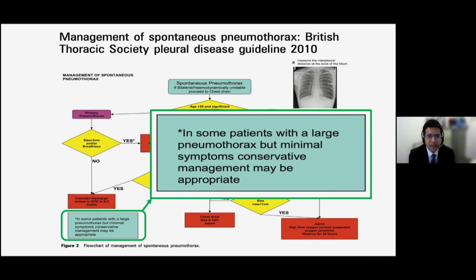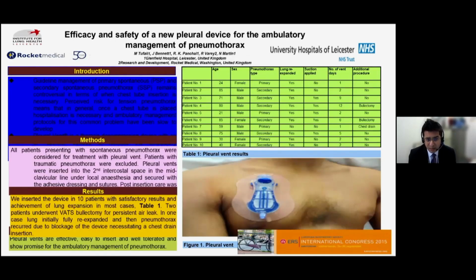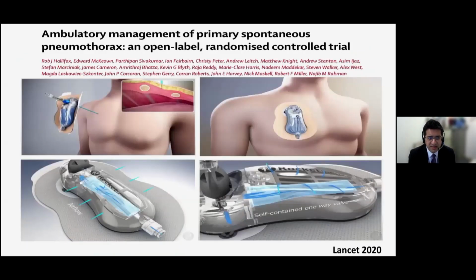Looking at ambulatory management of pneumothorax, our group in Leicester first used the pleural vent and presented this at the ERS in 2015, and we performed this in both primary and secondary pneumothorax. And this was investigated further in the RAMP trial published in the Lancet in 2020 by Rob Halifax, which is a British study. So in this study, they looked at this device called a pleural vent produced by Rocket Medical.